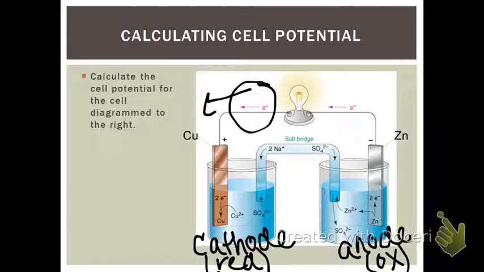Other ways you could have told, you can look at the salt bridge. You can see here that the cations are going towards the cathode and the anions are going towards the anode.